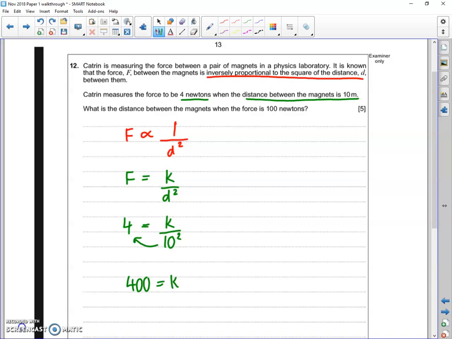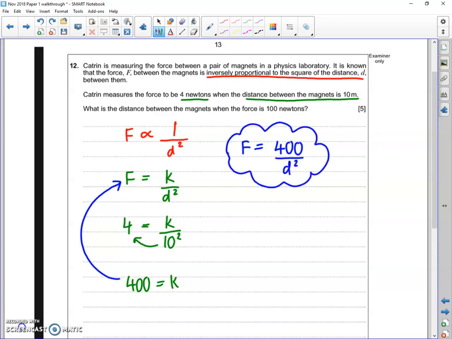You're not done there. You've always got to go and put that back in. So go to your second line, put K back in. So F equals 400 over d squared. If the question was split A and B, that would get you 3 marks for part A. So you must make sure that you go back out.